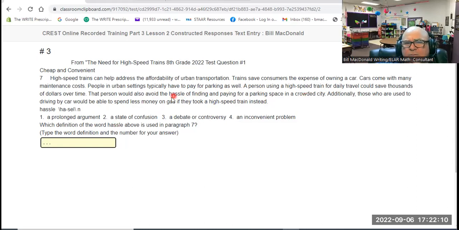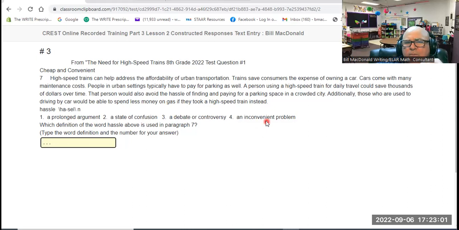So is a hassle an argument? I don't think that we're talking to anybody inside this answer choice. Is it a state of confusion? To avoid the confusion of finding and paying for a parking space. That could be an answer that students would pick. A debate, getting into a fight or a controversy. Since debate is an argument, and since a synonym of argument, a controversy is a fight. Since that's too similar to number one, I'm automatically going to eliminate definitions 1 and 3.